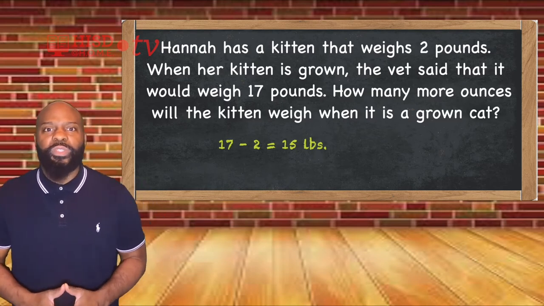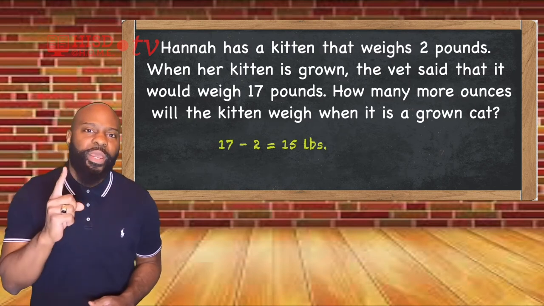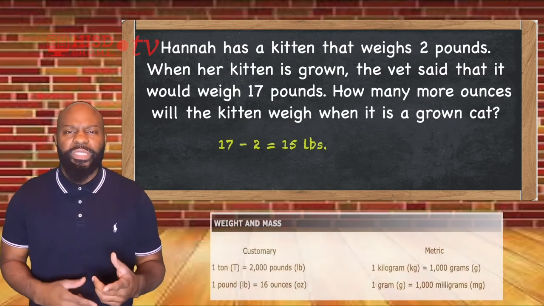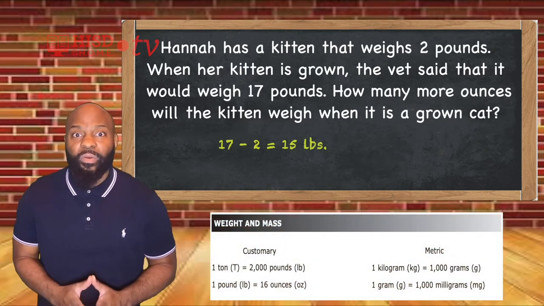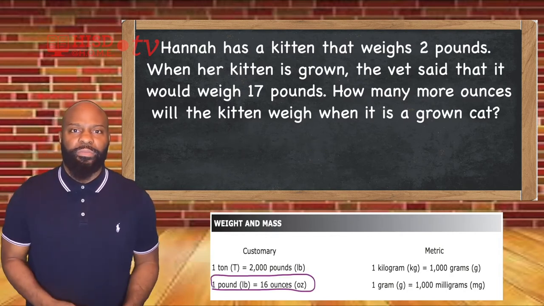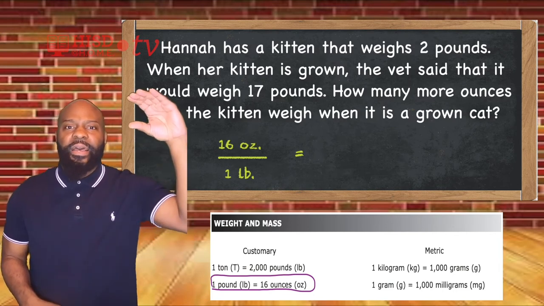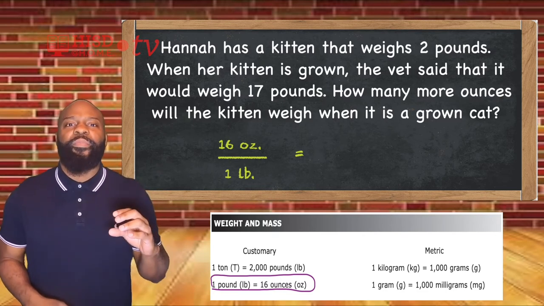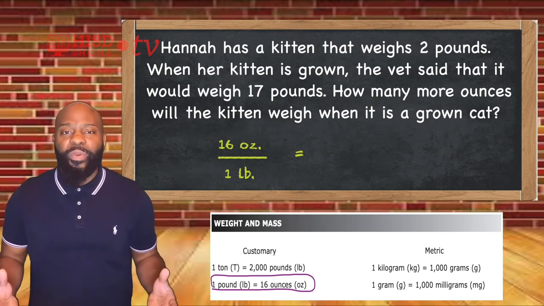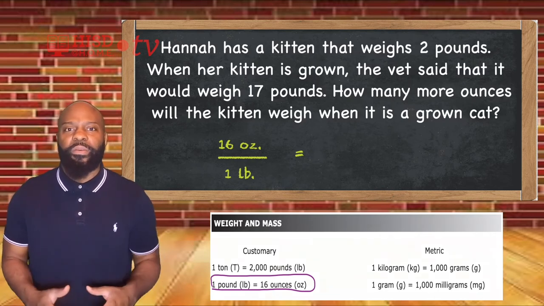Now, we're first going to go to our mathematics chart and see how many ounces are there in 1 pound. So we go and we scroll until we see the relationship of ounces and pounds, and we discover that there are 16 ounces in 1 pound. Okay? So we take the 16 ounces, we place that in the numerator, and we take 1 pound, place that in the denominator. And now we have successfully set up our ratio of ounces to pounds.